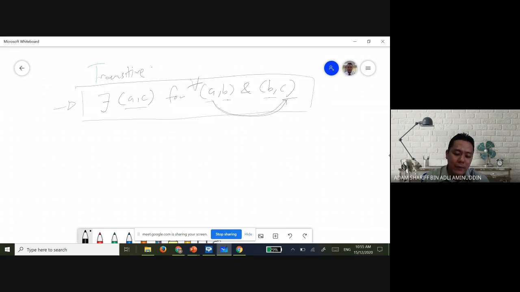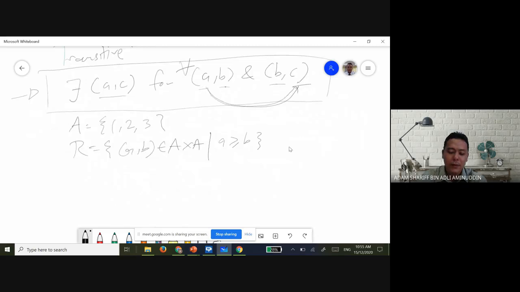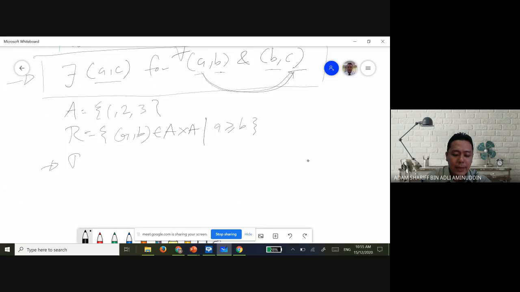Okay, let's start with the motivation of this. A equals to 1, 2, 3. I put it in a finite set and R is defined as A, B, A larger than B yang kita buat tadi. Alright, so this relation will have 1, 1, 2, 1, 2, 2, 3, 1, 3, 2, and 3, 3.